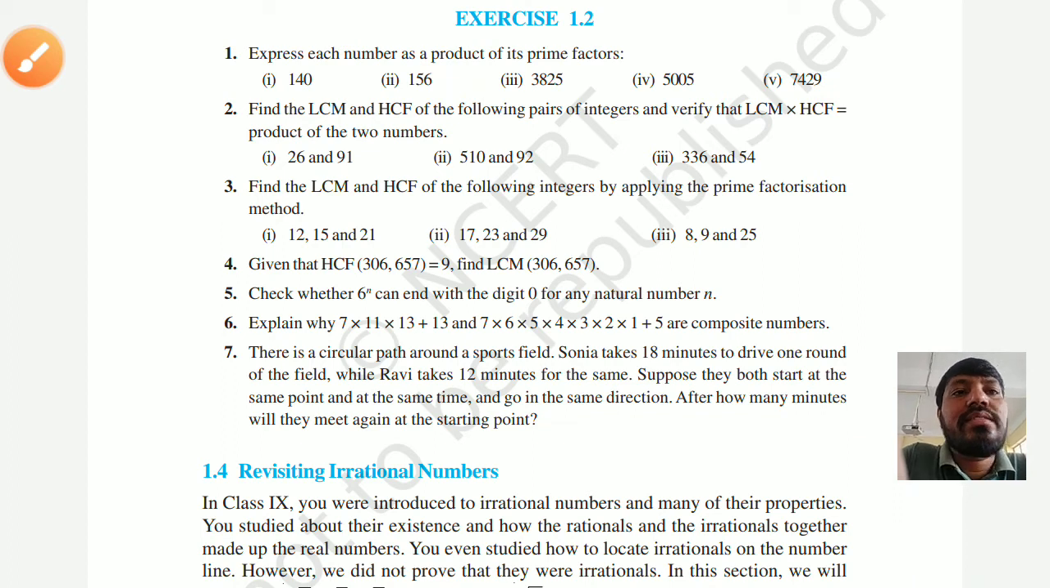See exercise 1.2 here. The first question is given to you. Express each number as a product of prime factors. The first two numbers are given to you, 140 and 156. They are smaller and you can do them as homework, and I am taking the third one as an example.